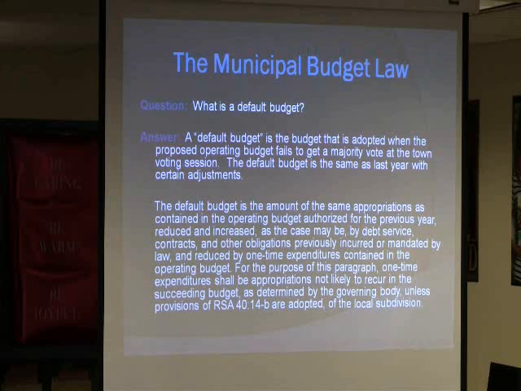And some of those adjustments, the bottom portion of this is the exact wording on how you come up with a default budget. Basically, you take the prior year's budget less any contracted obligations, plus or minus any debt service, and then a reduction of any one-time expenditures, which could be in 1 year if there was a proposal for a piece of equipment for the school district, which is a one-time expenditure, that would not be included in the default budget in the prior year.